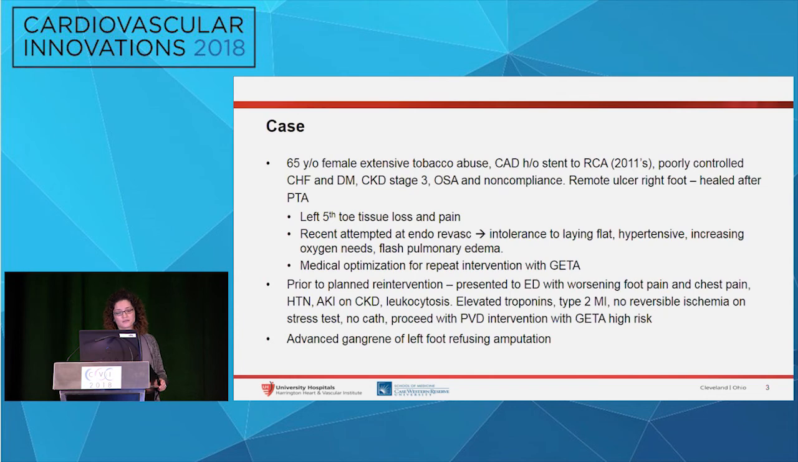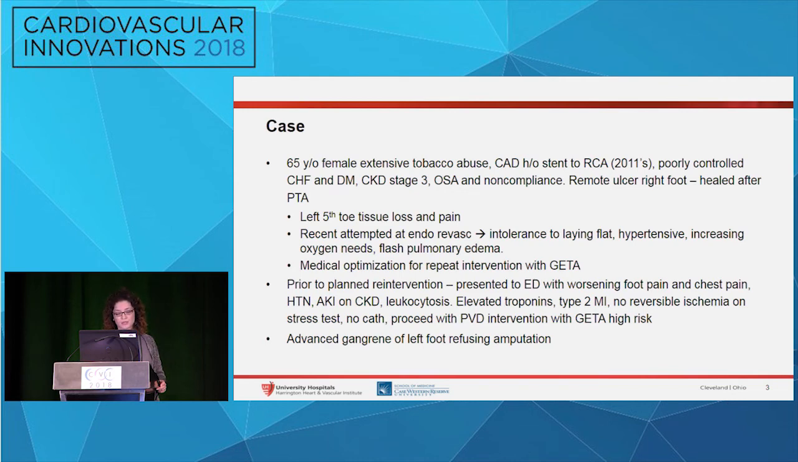So this case is that of a 65-year-old female who had a lot of compliance issues. She was a heavy smoker, with coronary disease, prior RCA stenting, poorly controlled heart failure and diabetes, leading to some cardiorenal kidney disease and non-compliance in general. She had a remote ulcer on the right foot, which had healed after an angioplasty procedure, and her current issue was a left fifth toe wound. It was spontaneous gangrene. She had rest pain.